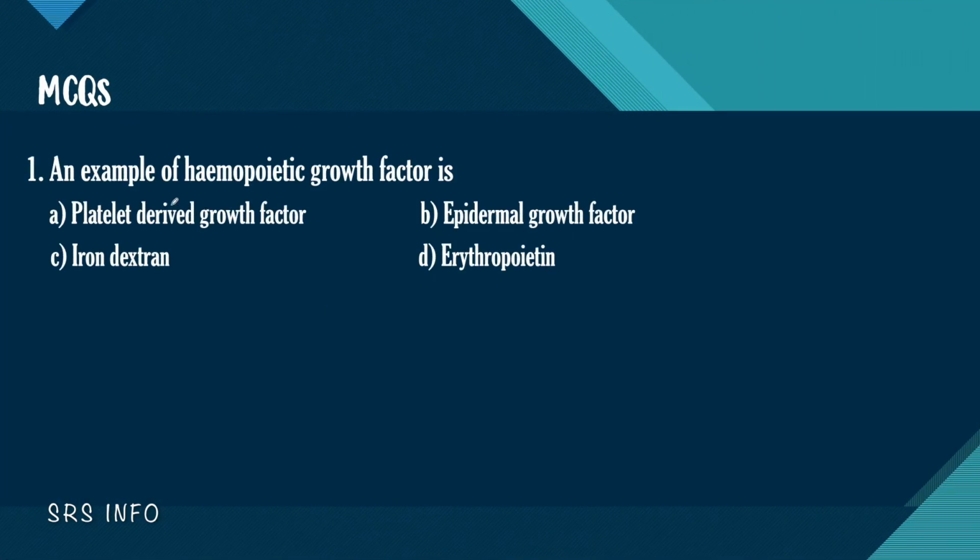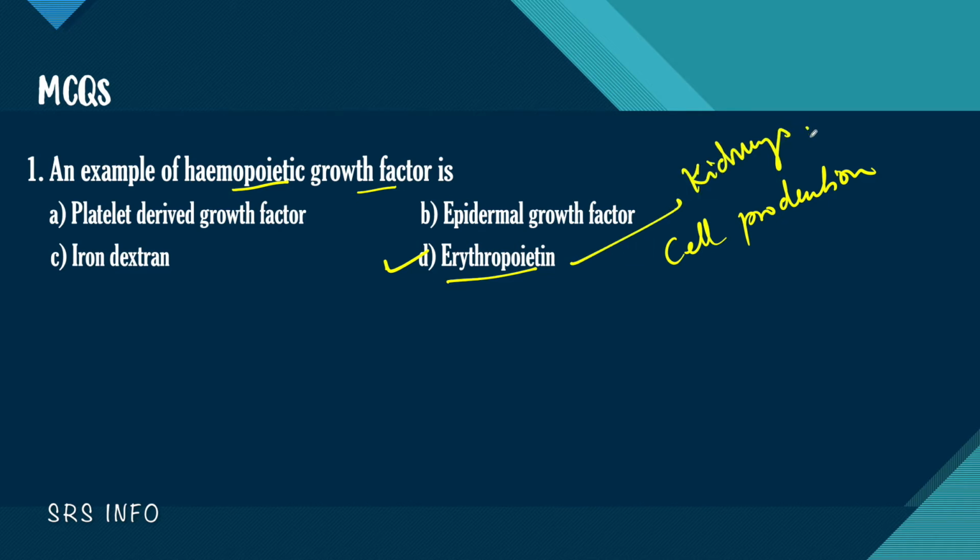So the first question: an example of hemopoietic growth factor is. So what is hemopoietic growth factor? Which promotes hemopoiesis. And what is hemopoiesis? Hemopoiesis is blood cell production. So those factors which promote hemopoiesis are called hemopoietic growth factors, and here erythropoietin is the hemopoietic growth factor. And this hemopoietic growth factor, erythropoietin, is mainly produced in the kidneys and some amount in the liver also. Okay, and erythropoietin stimulates erythropoiesis, which is blood cell production.